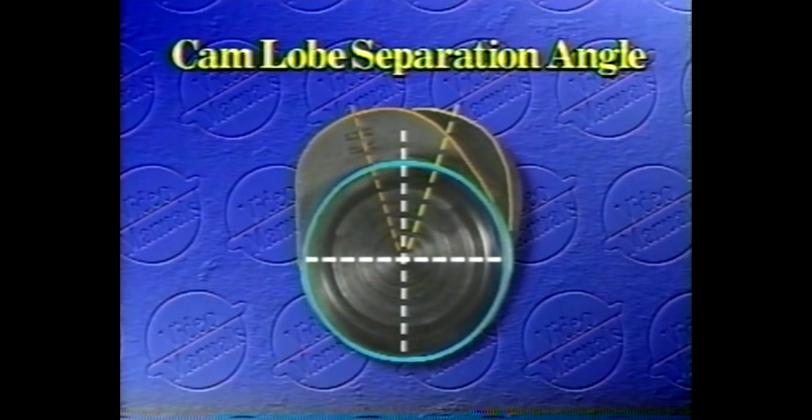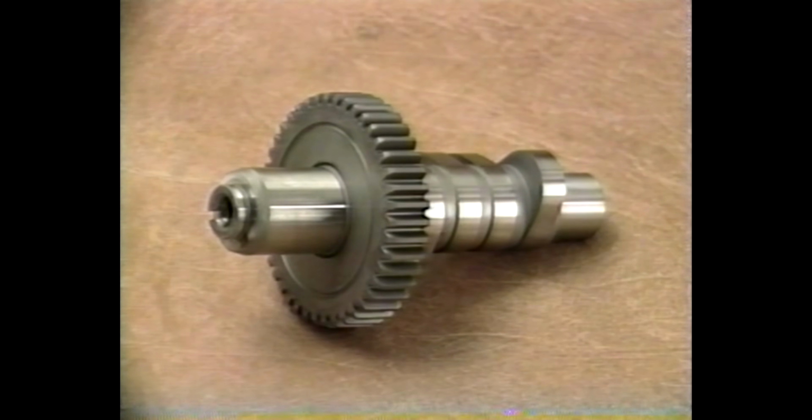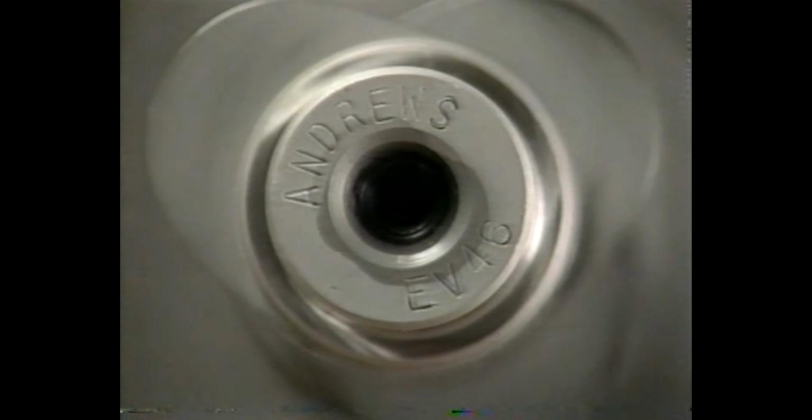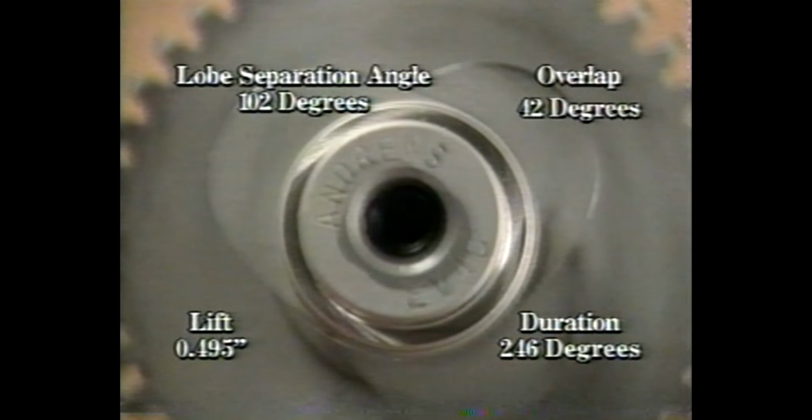Also, a smaller lobe separation angle will extend the time that both intake and exhaust valves will be closed at the same time, which will greatly increase cylinder pressure. This benefits us by increasing our horsepower and torque in the low to mid RPM range, at the cost of reducing our top-end performance. A good example of an effective low to mid cam would be the Andrews EV46 cam, which has a smaller lobe separation angle of 102 degrees, an overlap of 42 degrees, a lift of 495 thousandths, and a duration of 246 degrees.